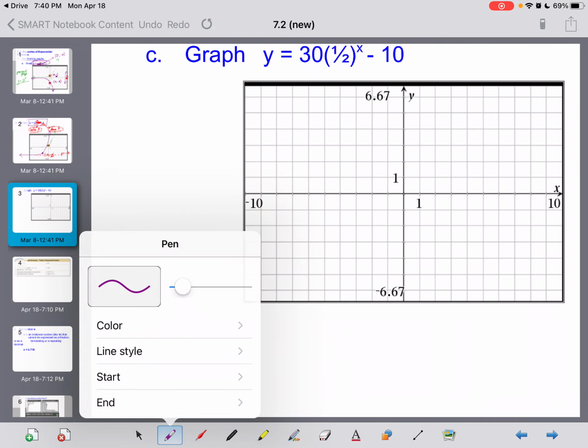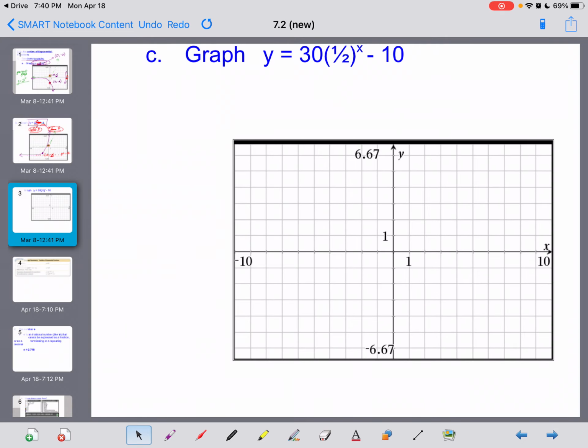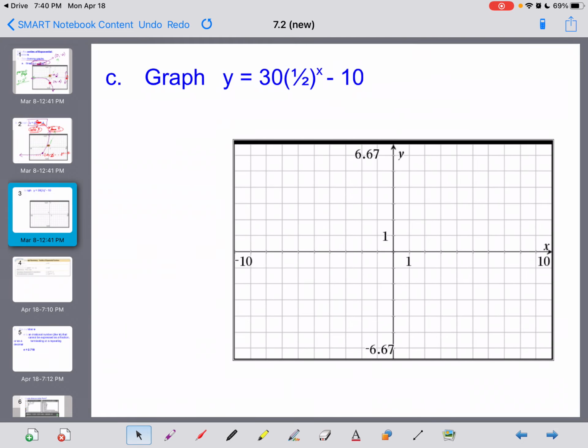Okay, how about this one right here, guys? Let's take a look. Now, this one is meant to scare you a little bit right here because some different things are going on right here. We've got y equals 30 times 1/2 to the x power and then a -10. So there's a lot going on right here. I realize, though, with the big numbers that I gave you, the graph that I have right here is really no good to you guys.